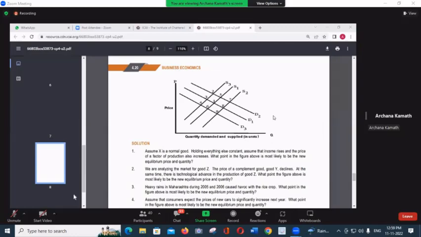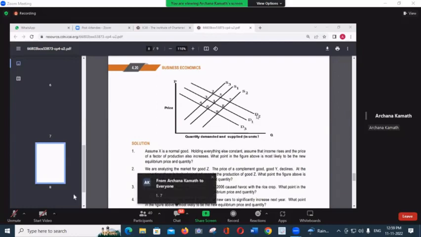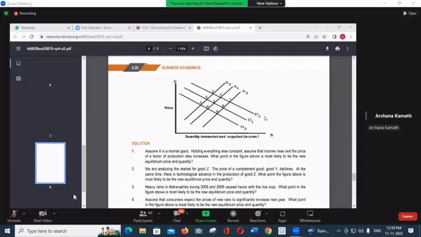So first one, answer is 7. Why? Because income increases, so demand increases. Income increases means demand curve will shift to D2. They have already mentioned X is a normal commodity. So demand increases to D2 and supply also increases to S2. So D2 and S2 is intersecting at the point 7.